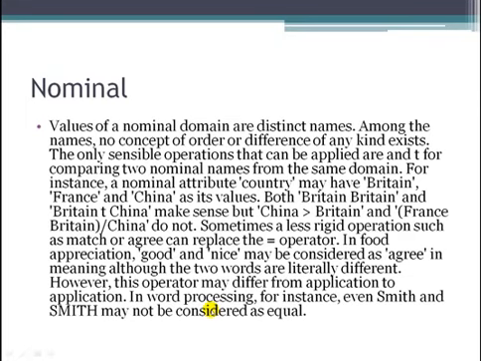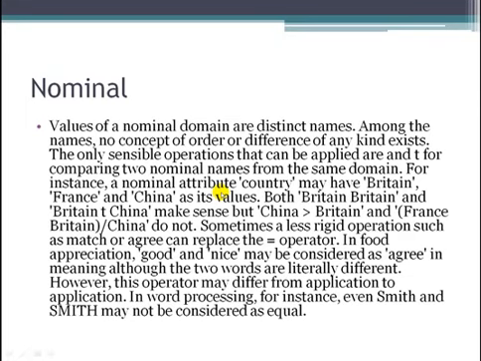So what can you do with those kinds of data? If you have numerical data, you can add it, divide it, subtract it, and so on. But it doesn't make sense to do that with soda names. You can't add soda names. The only sensible operations that can be applied are comparing two nominal names from the same domain. For instance, a nominal attribute country, so you might have a variable called country, may have Britain, France, and China as its values.